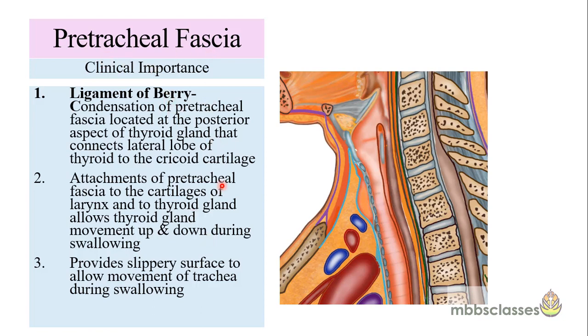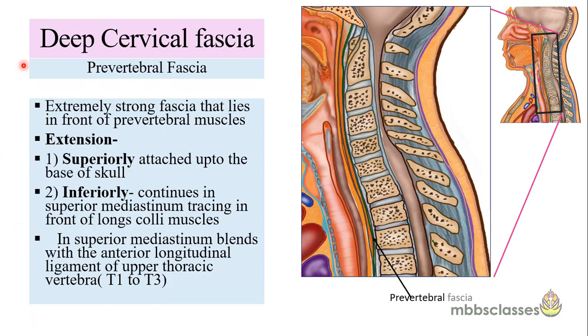Moreover, since this pretracheal fascia surrounds the viscera, it provides a slippery surface to allow the movement of the trachea during swallowing. The third component of the deep cervical fascia is the prevertebral fascia. From the name itself you can make out that it is present in front of the vertebra. The prevertebral fascia encloses the vertebral column and the deep neck muscles. It is an extremely strong fascia.